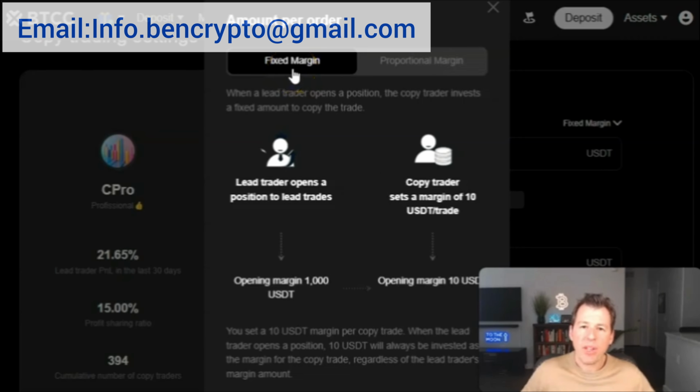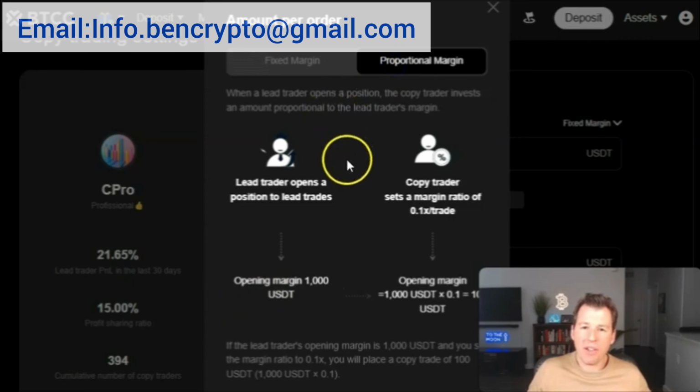A fixed margin trade means that for every trade you are copy trading of that specific lead trader, you're just going to invest the same amount, the same margin for each trade. So even if the lead trader himself invests way more than his usual on one specific trade, so he appears to be way more confident than typical, you're still just going to put the same amount, like $1,000 in that trade as you do on every other trade for that lead trader.